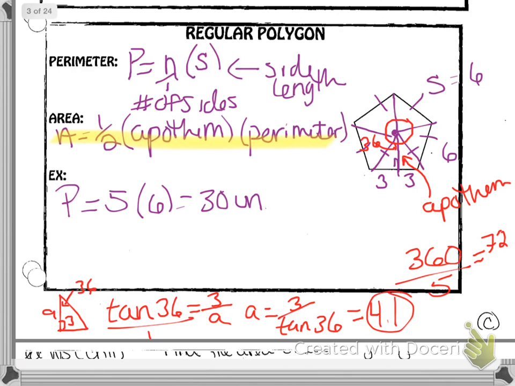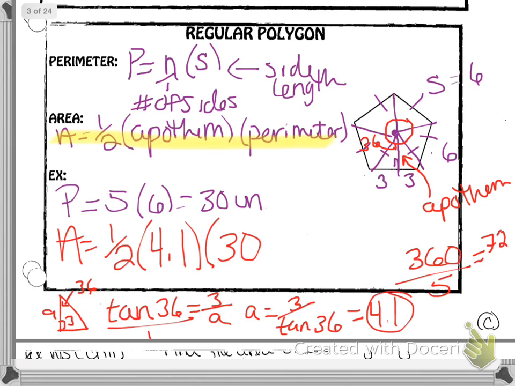Okay, so my apothem is about 4.1, and then I can finish my area formula because I just needed the apothem times the perimeter. So for area, we're going to have 1/2, because that's what you use for a triangle, times the apothem, which is 4.1, times the perimeter, which is 30. So we have 15 times 4.1, because I took half of 30, and that gives me 61.5 units squared.